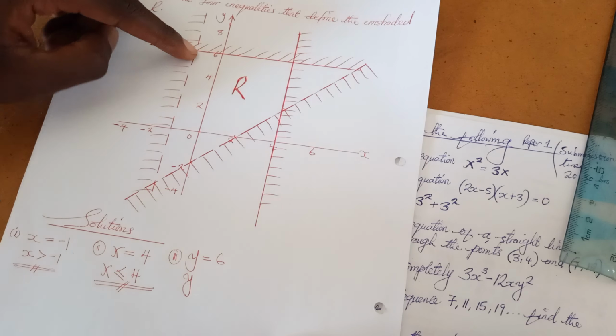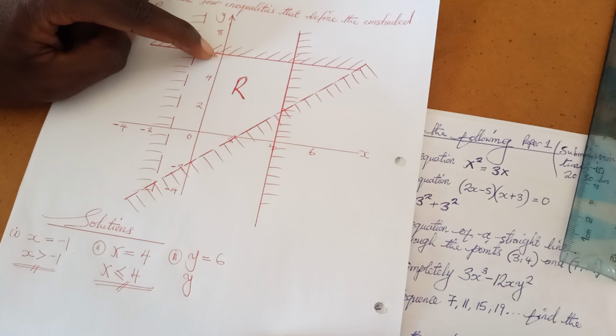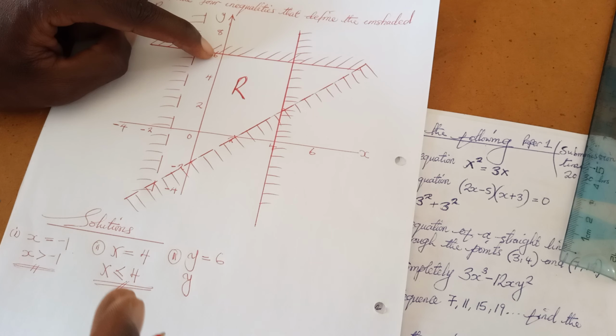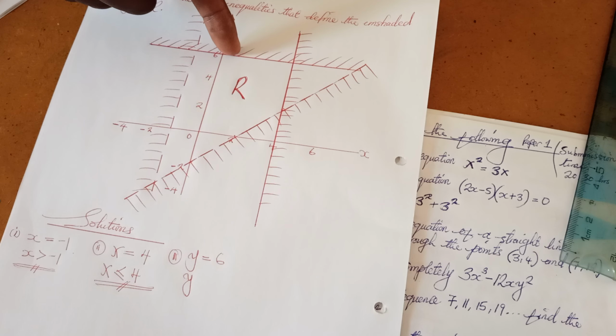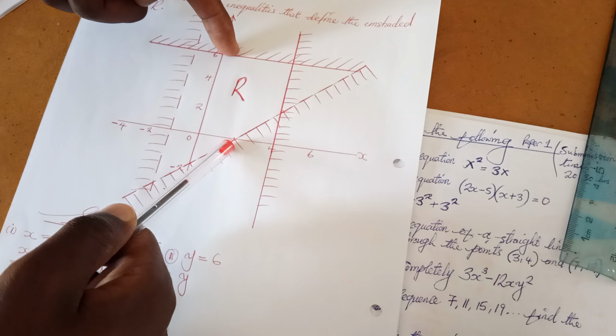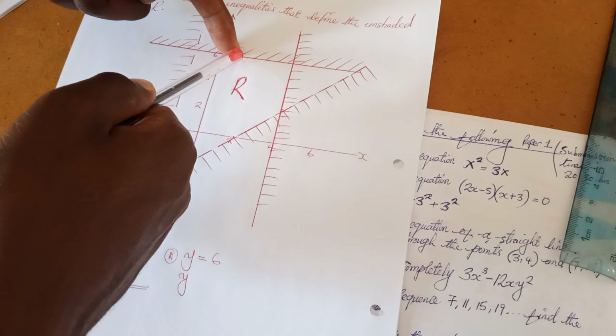Now, when you look at this line, it is a solid line. So meaning it will be either less than or equal to, or greater than or equal to. Now, when you stand at this line, where is our region R? Our region R is down here.